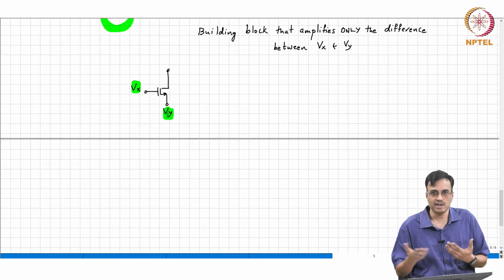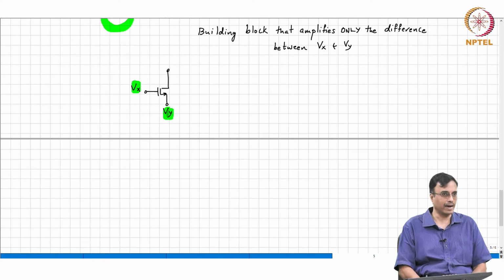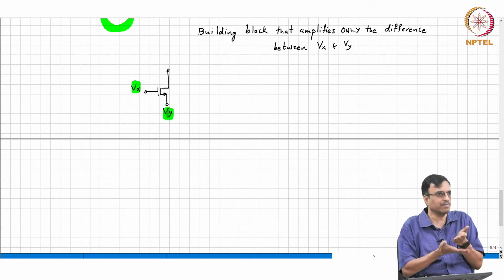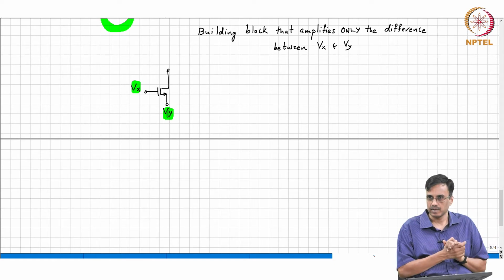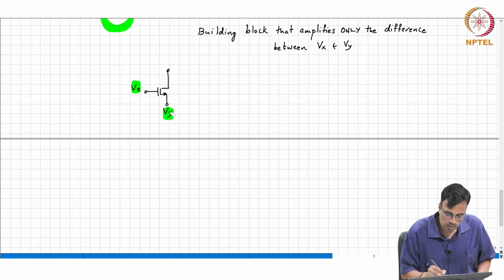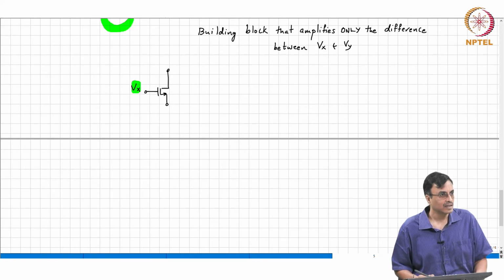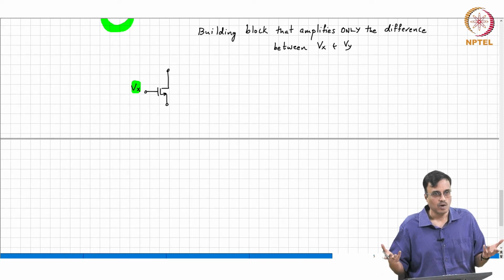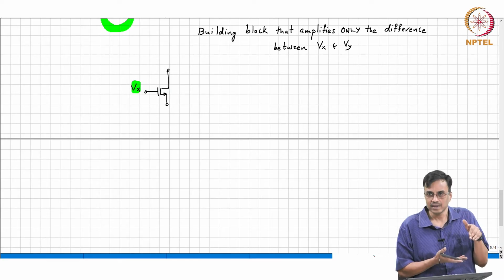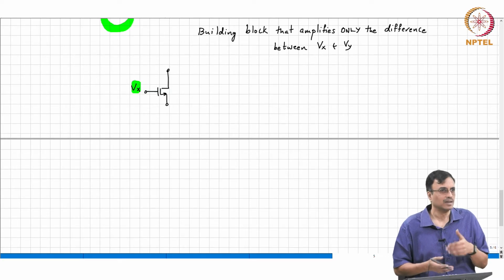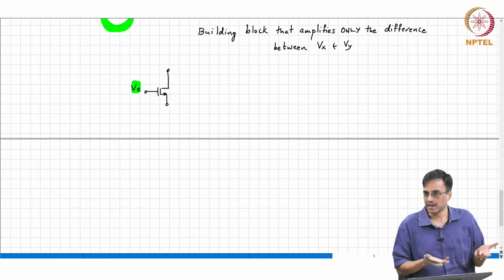So, that is evidently a contradiction, because we want a high incremental gain, with Vx minus Vy amplified by a large factor, but if Vx and Vy are the same, the transistor is actually off. So, in other words, what we definitely need is that the transistor must not be off when Vx is equal to Vy. The transistor must be in saturation, carrying some current.